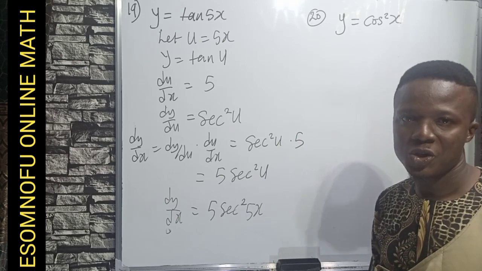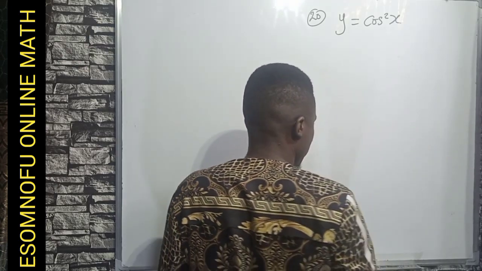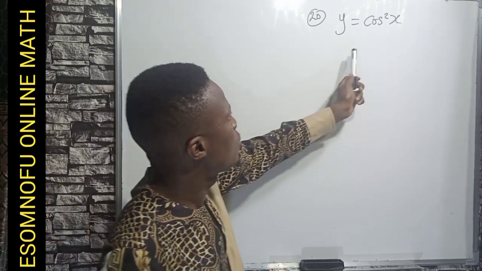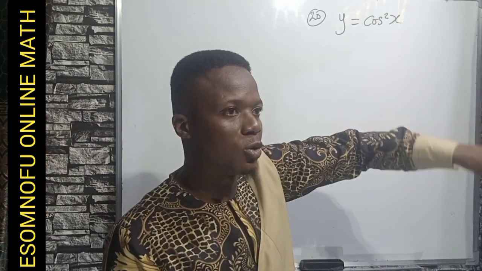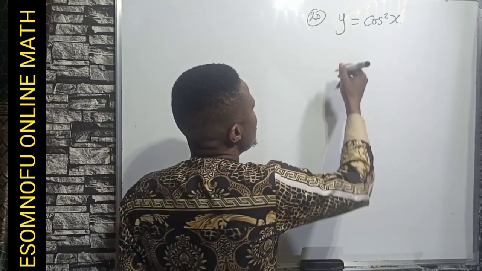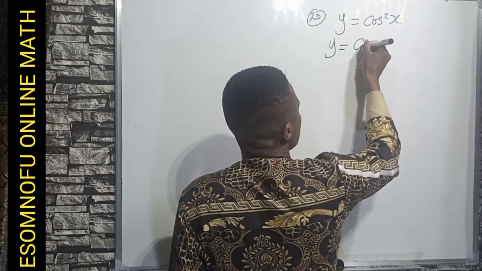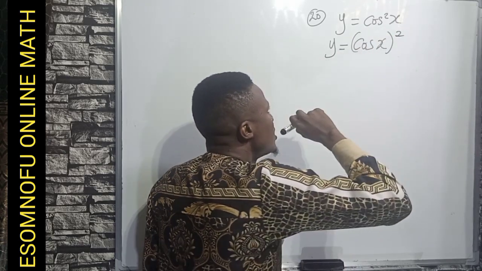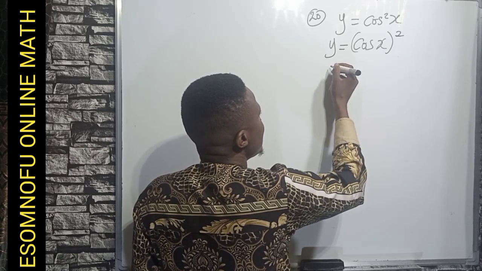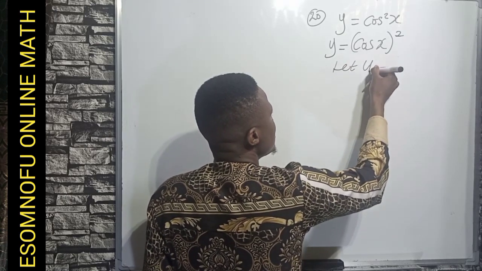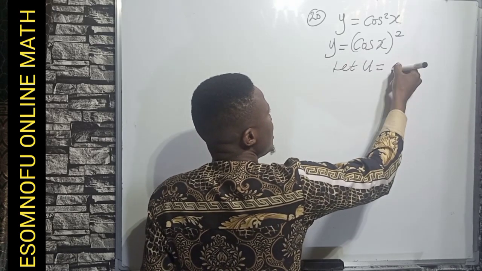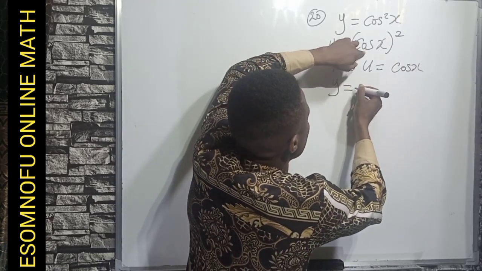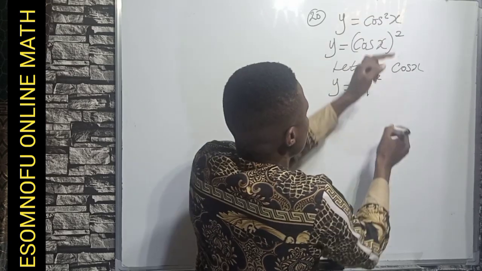So let's take the last question of the day. In our last question, which completes 20 derivatives, we have y equal to cos squared x, no more y equal to cos 2x. They are different things. Do you know that this can be written as y is equal to cos x all squared? If that is the case, we can say let u represent the content of the bracket. So let u be equal to cos x. It now means that y is equal to u all squared.